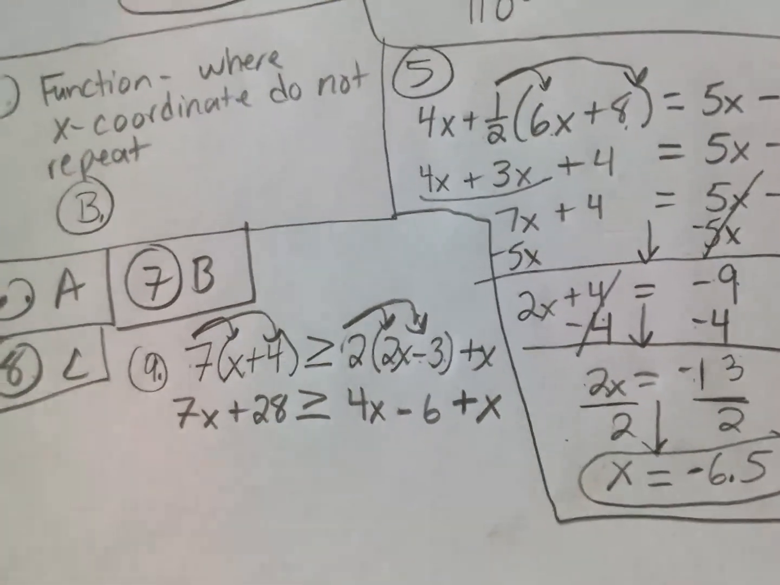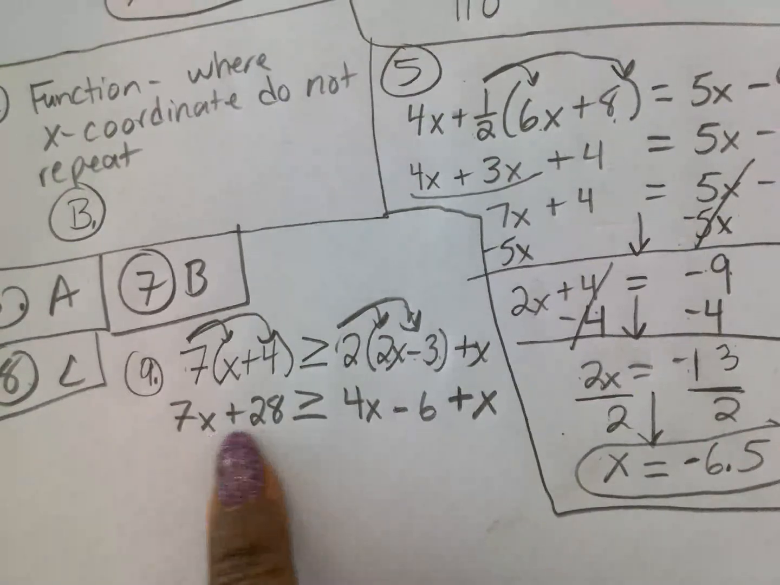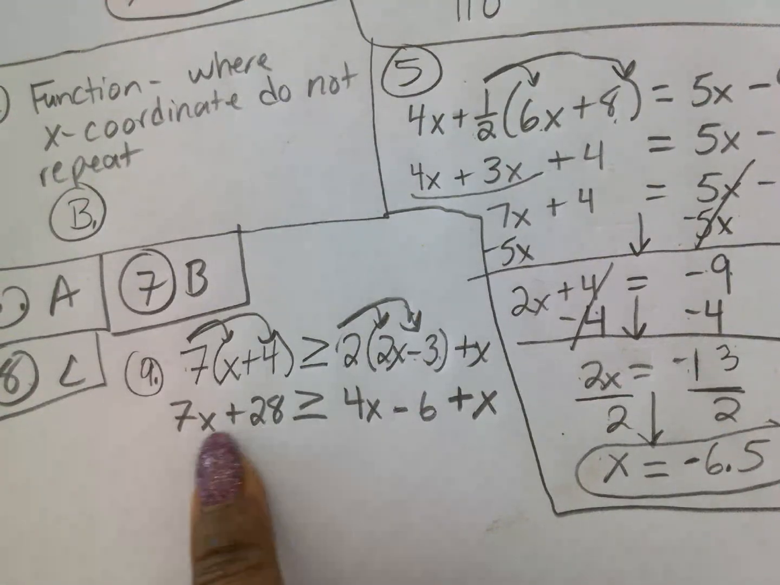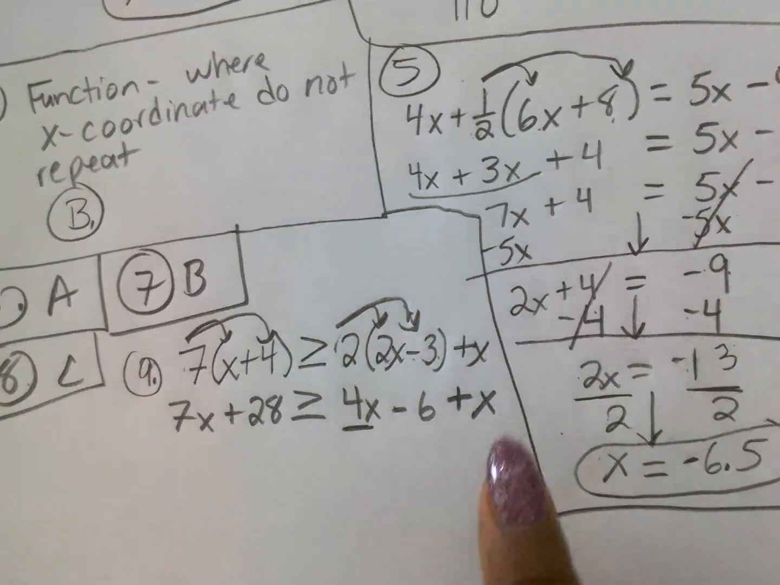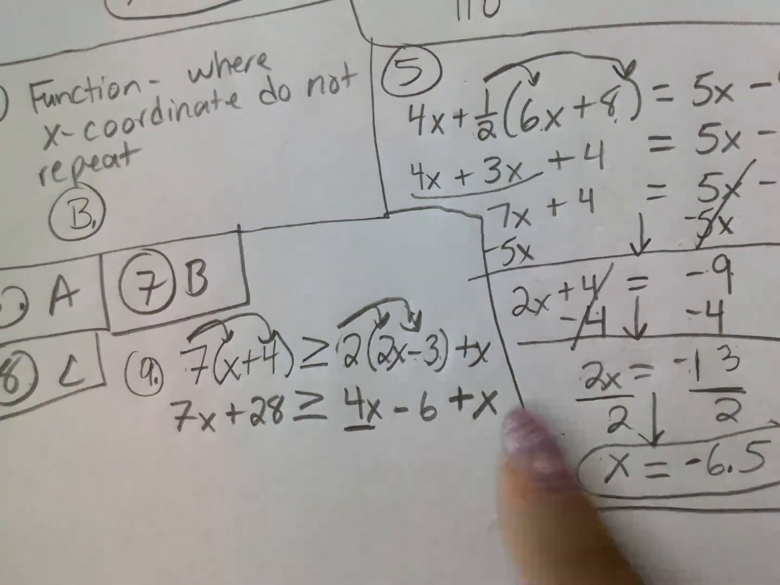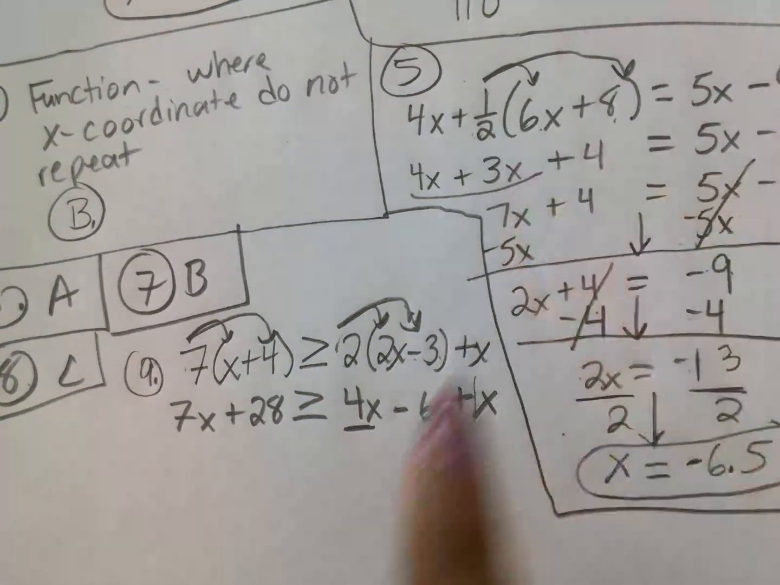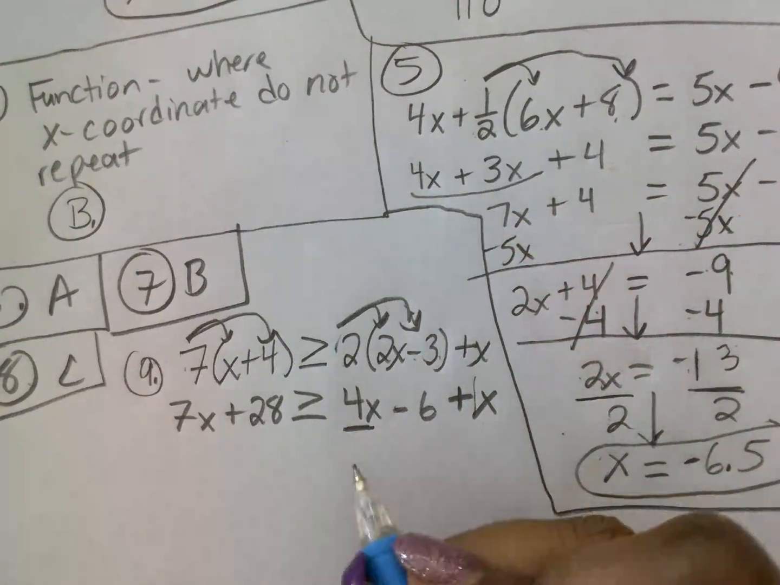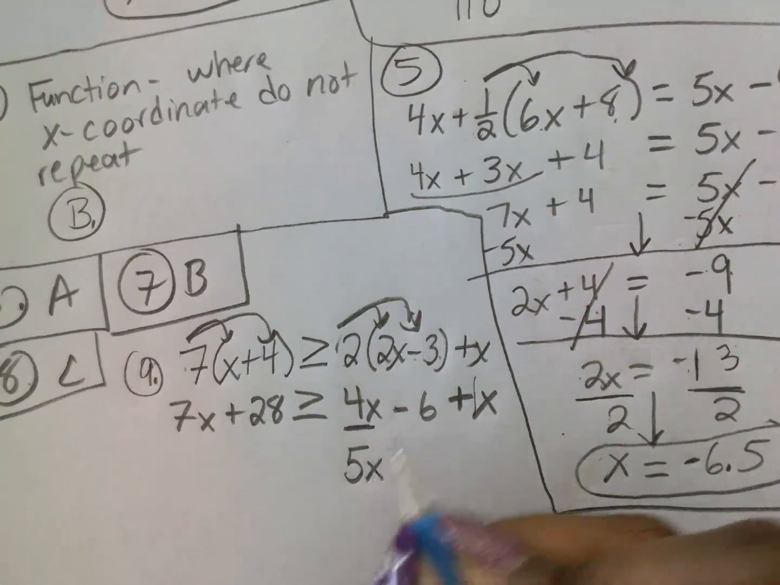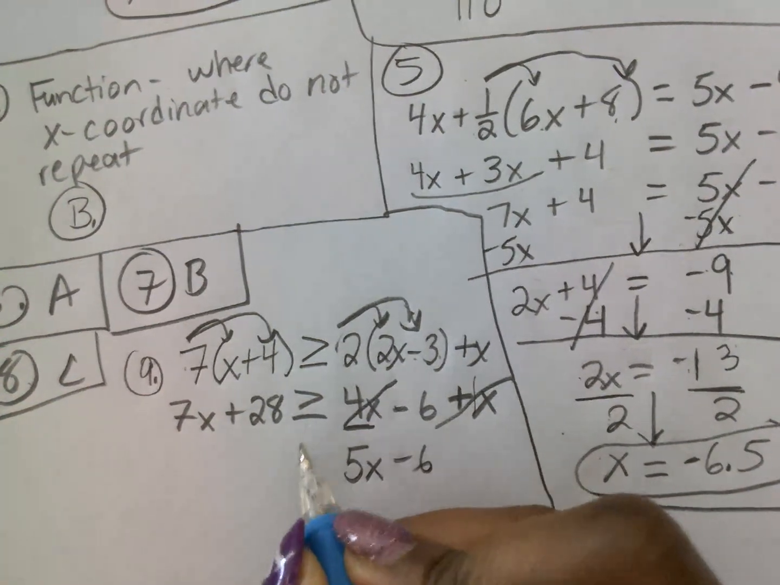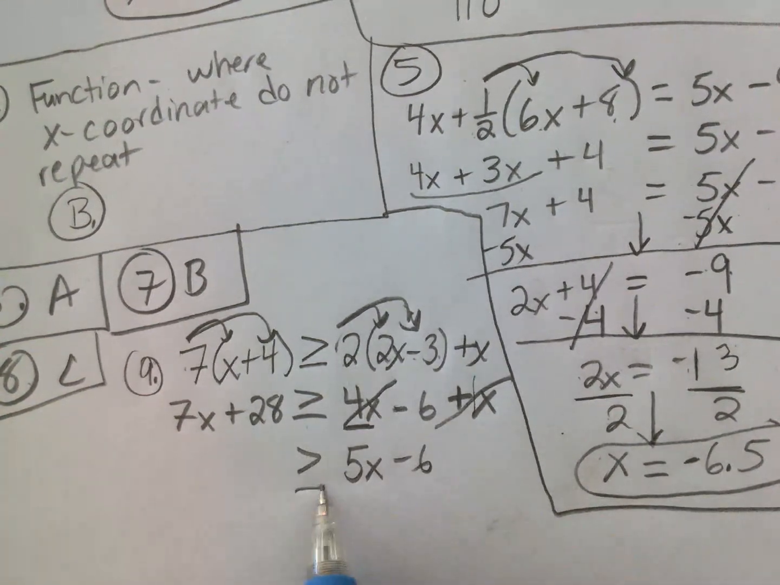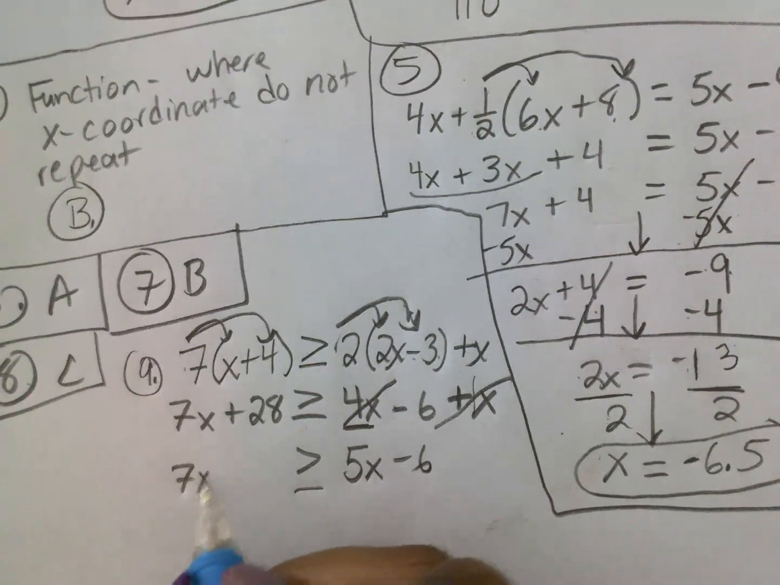Now we're combining like terms on each side. You can't combine these terms because they're not like terms. On this side, you can combine 4x with 1x. It's automatically a 1 in front of that x. So 4x plus 1x is 5x. Okay? Bring down the -6. Bring everything down. This is greater than or equal to. Bring everything down. Okay?